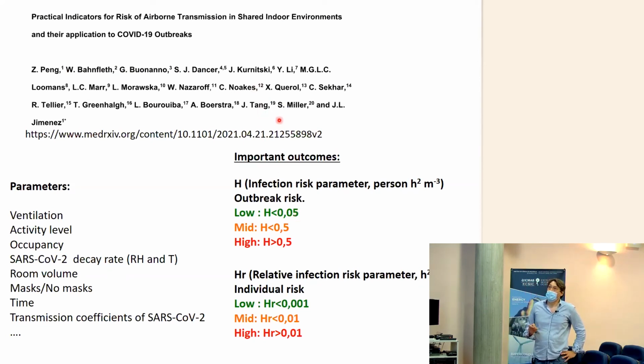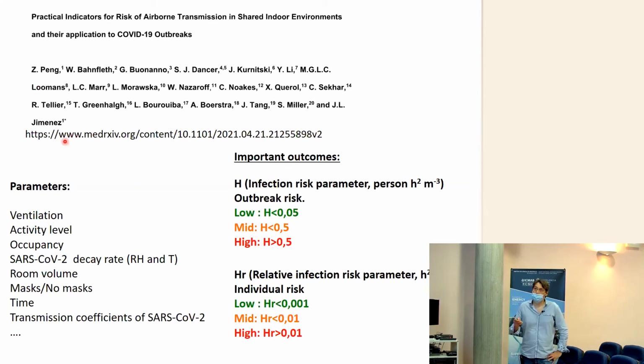Okay, so a few weeks ago, many people, led by José Luis Jiménez, showed a model which allows us to calculate, through the level of ventilation, the activity level, the occupancy, the decay rate of COVID, the room volume, whether people are wearing masks or not, the time, whatever. All the parameters you can imagine, you can put inside this model, and it gives you an idea of the risk that you have in this room, okay? They show two different parameters. They call H the infection risk parameter, and HR the relative infection risk parameter. And by comparing with known outbreaks of COVID, they set up the levels which they consider to be low, medium, and high risk.